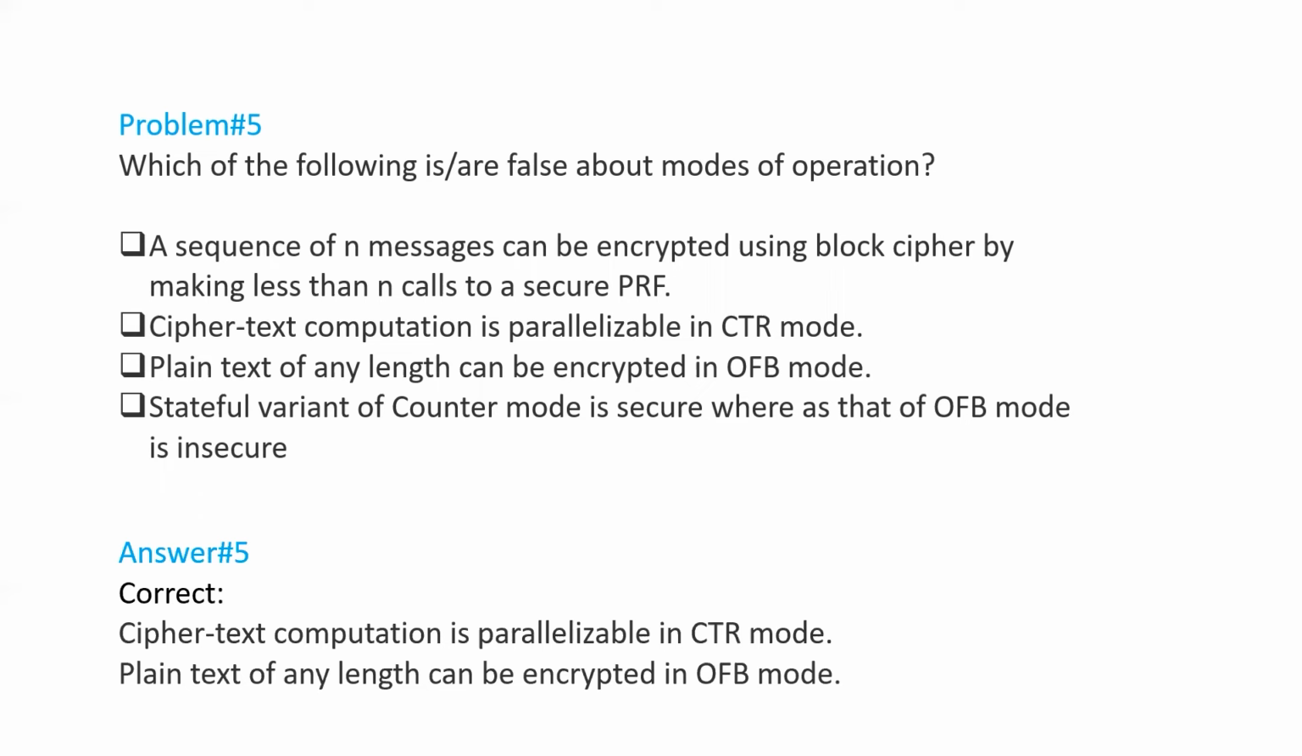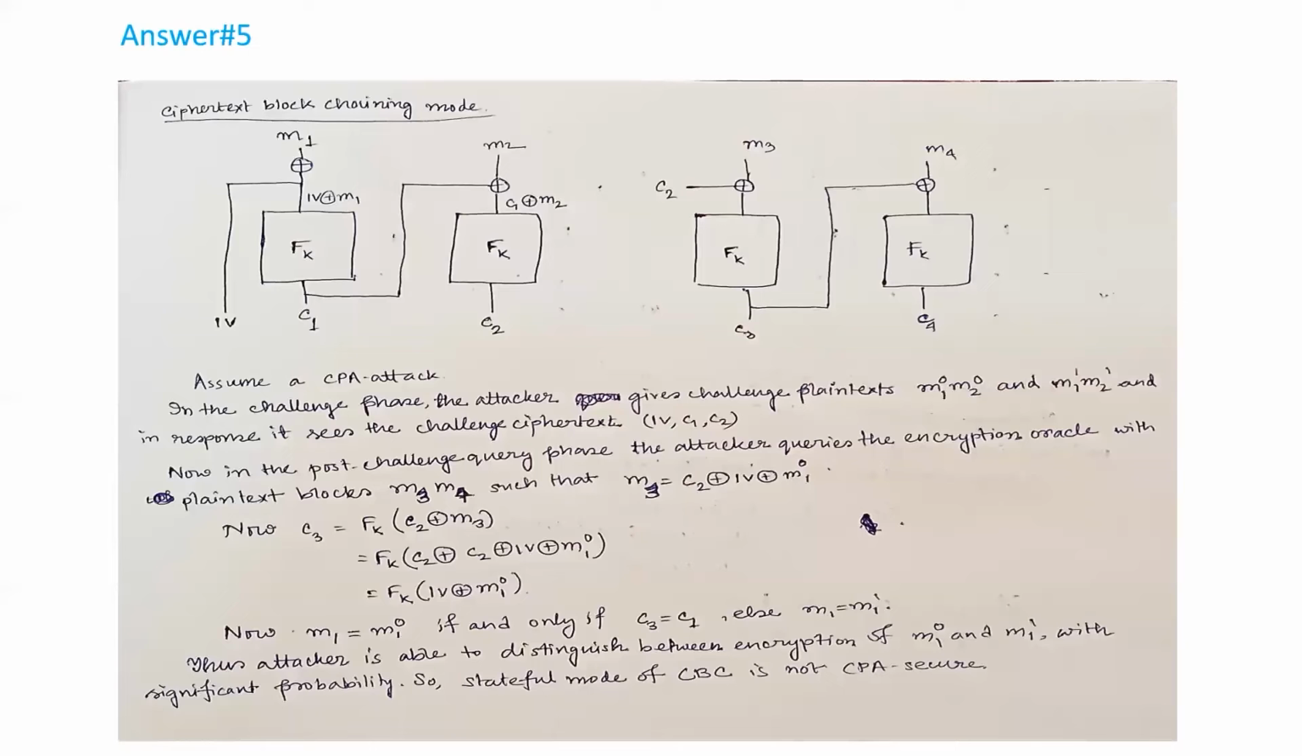We know that the stateful variant of CBC mode is actually not secure, but both OFB mode and counter mode are secure. Okay, so let's just analyze the scenario. In case of CBC mode, if you use the stateful variant, that is, for some session you have provided plain text blocks M1 and M2, and then in the next session when you start providing plain text blocks M3, M4, you use the previously computed C2 as the IV for the next session, that is called stateful CBC mode. And in that case, we claim that it is not secure.